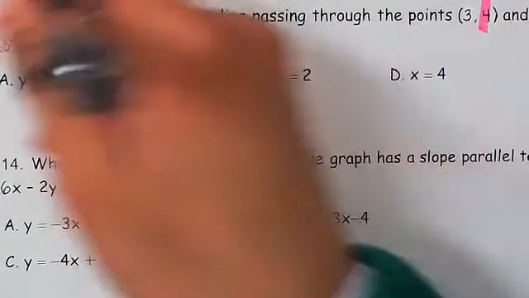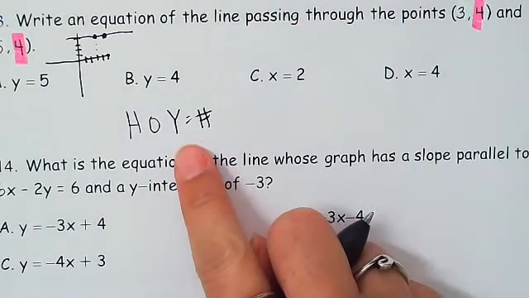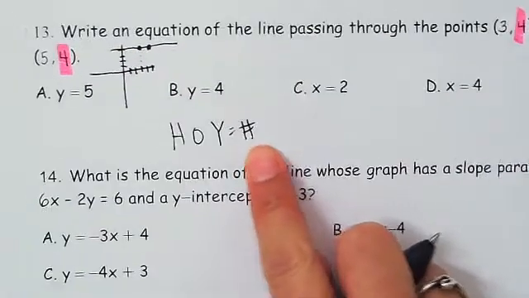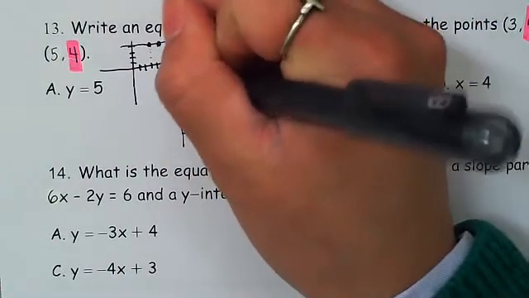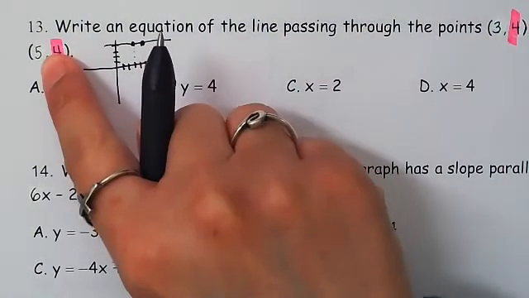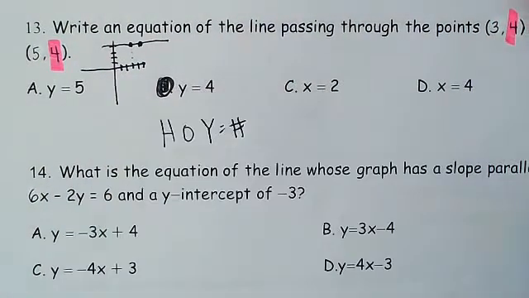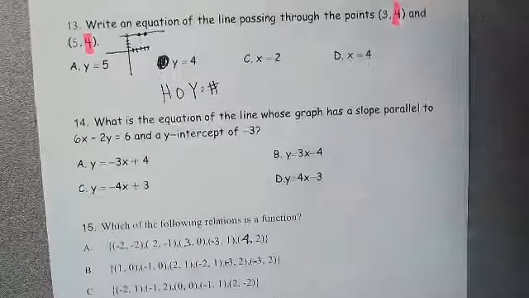That's the line. So guess what? It's a HOY. That's why they have the y's matching, because HOYs have equations of y equals a number. What does the y equal all the time? Y equals 4. The answer is B. If they have the x's matching, well, then it'd be the VUX, and it'd be x equals, and then whatever the x is. Okay?